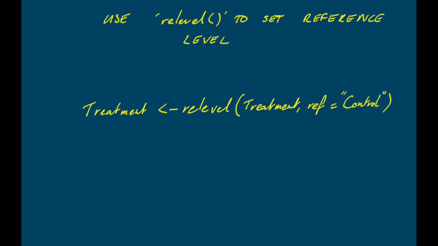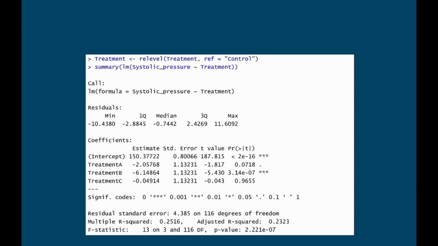And if you do that and then run your model again, you'll get a new coefficients table where the contrasts are now with the control rather than with treatment A. So our new reference level is control, and the contrasts that we're getting are now with the control. So this lets us compare the effects of the three different treatments we've used with our control rather than with treatment A, which is much, much more useful.